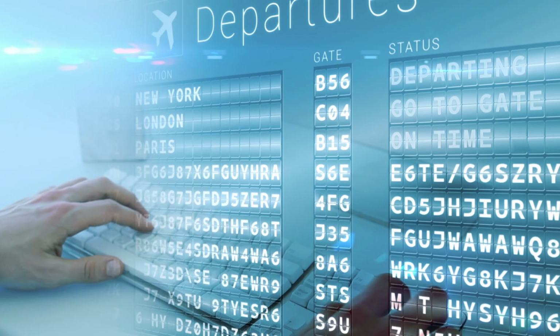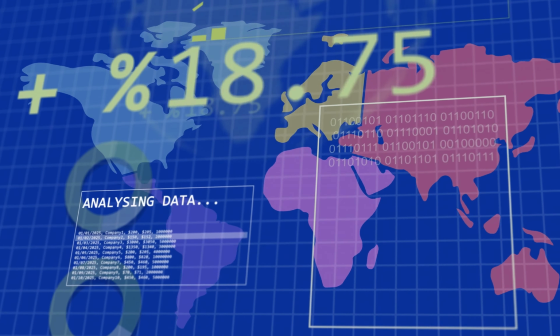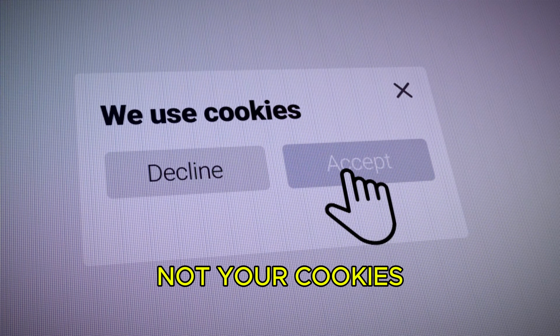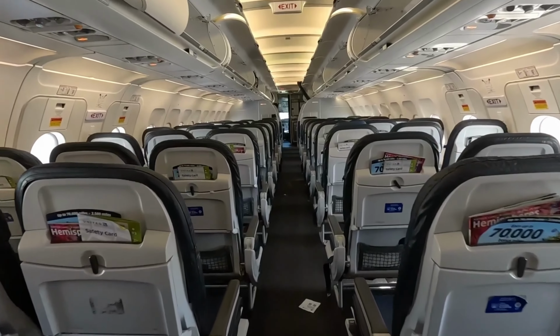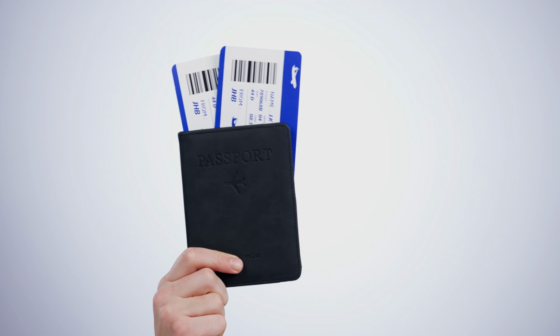The price you see is the output of a yield management system running continuously in the background. It is not your cookies punishing you for hesitating. It is airline inventory, timing, and demand moving underneath the price.